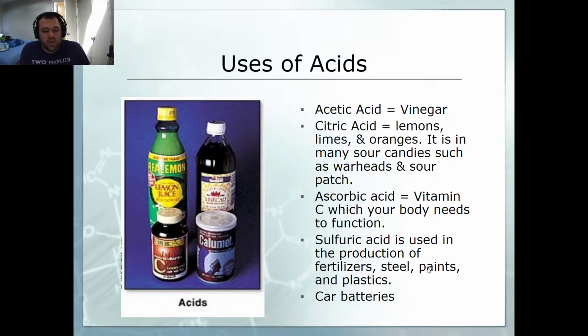And then the more intense acids, your hydrochloric acid is actually part of what's in your stomach acid. And then sulfuric acid is used when they make steel and paint and fertilizer and a bunch of other industrial products. And car batteries, part of their chemistry that makes them work and create that electricity, is a very strong acid inside of them.